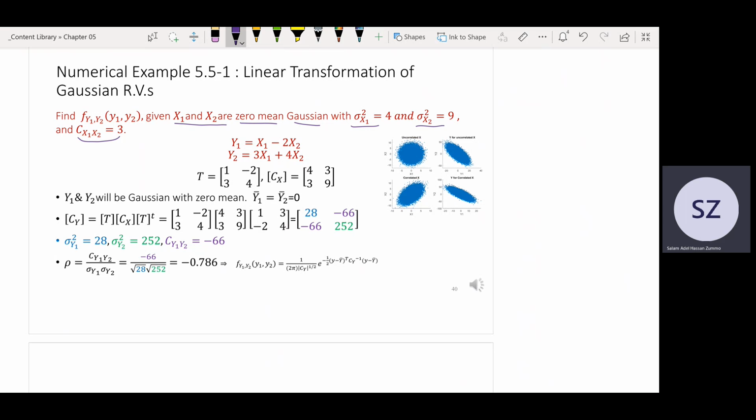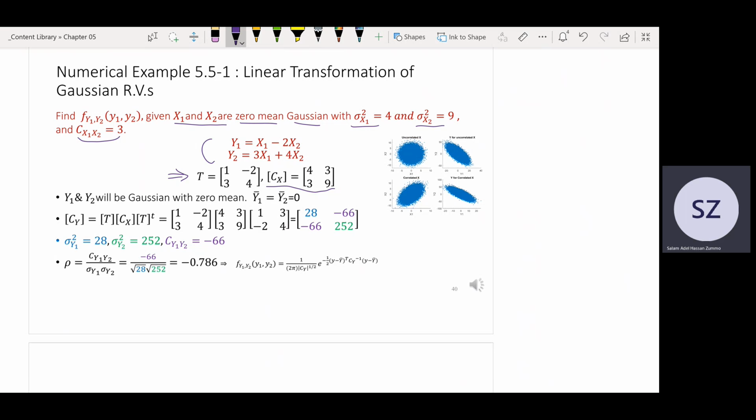Then we defined two new random variables: y1 equals x1 minus 2x2, and y2 equals 3x1 plus 4x2. From here we can find the transformation matrix to be 1, minus 2, 3, and 4. We basically take the coefficients of x1 and x2 and put them in the transformation matrix. And given the information that we have, we know the covariance matrix of x.